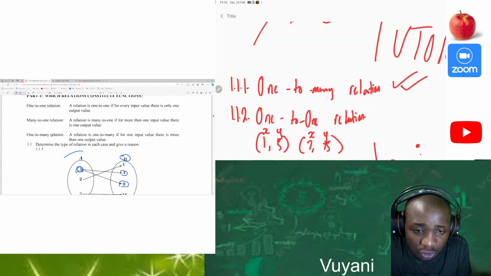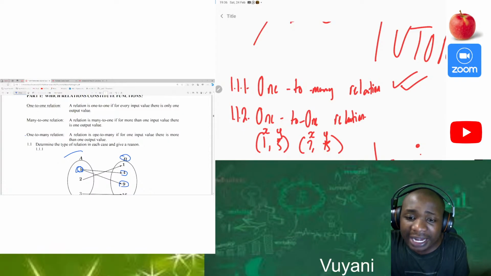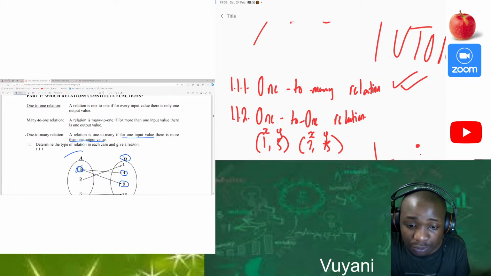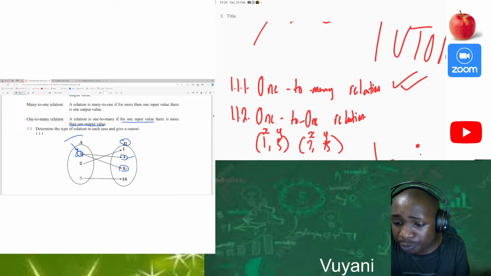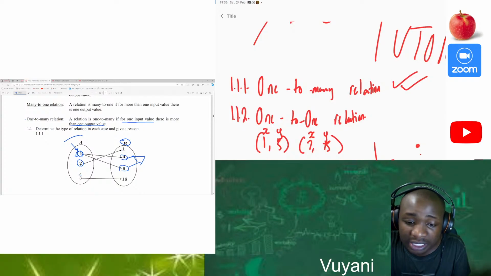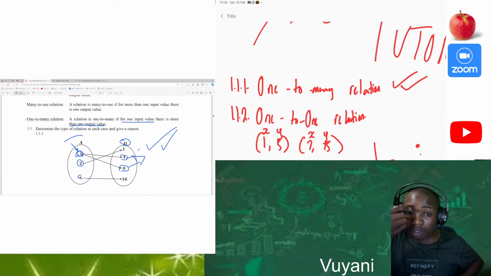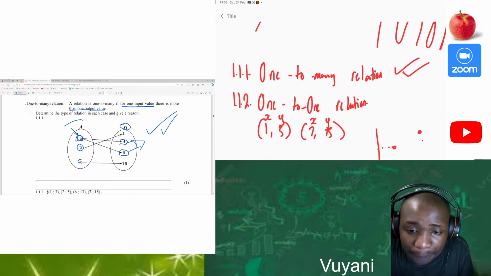Then what's the reason? A relation is one-to-many if for one input value there is more than one output value. You can see that we only have one input value, which is 1, but it has more than one output value, which is 2. More than 1 means 2, 3, or 4. Even 2 here has this 1, and 3 has this 16. But because this 1 has 2 output values, 4 and 9, this makes this a one-to-many relation. Now we are on 1.1.2.